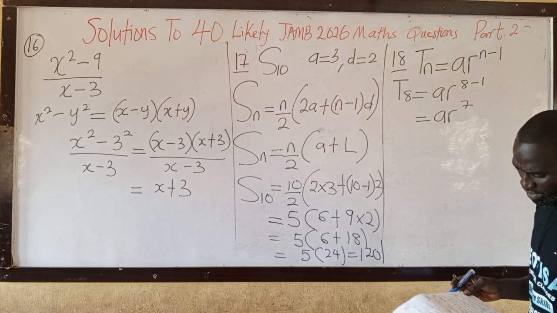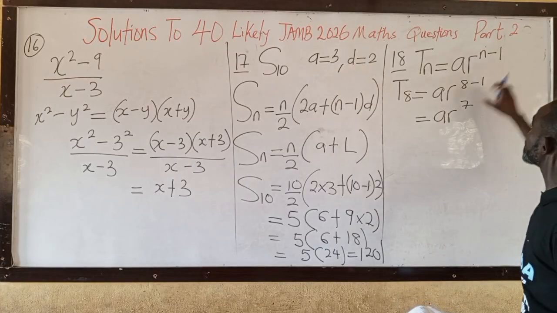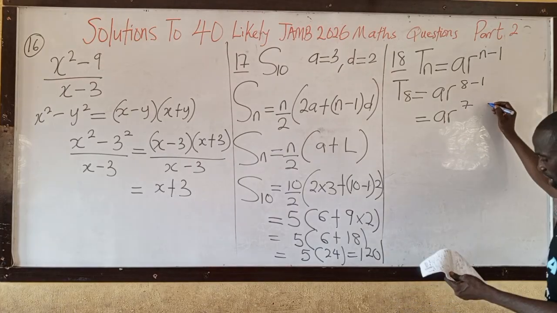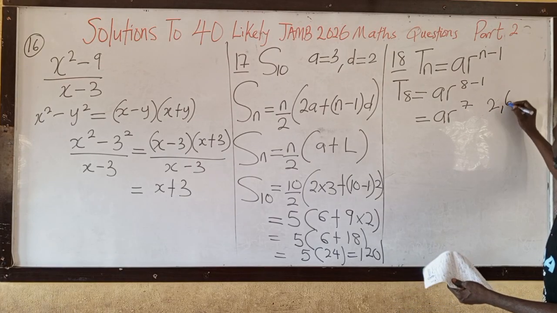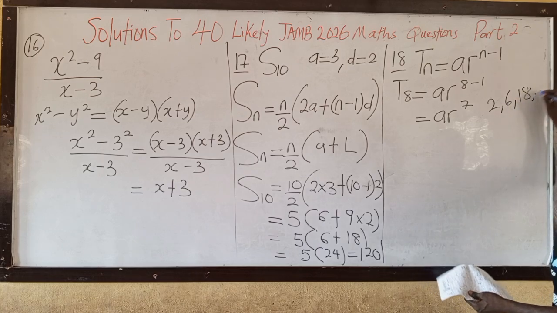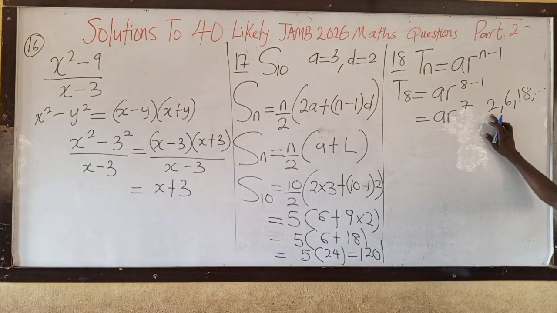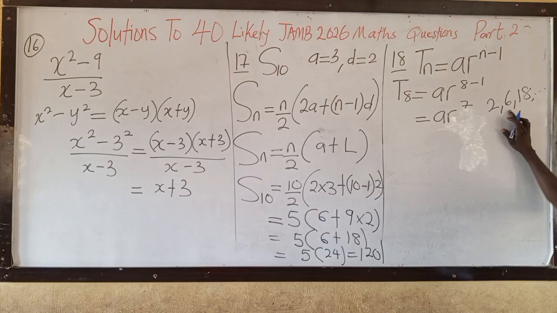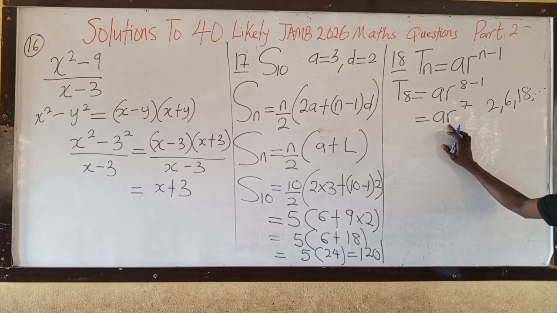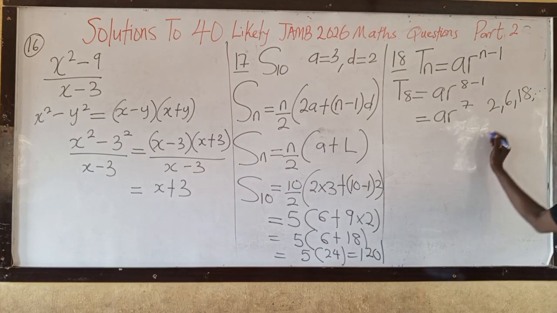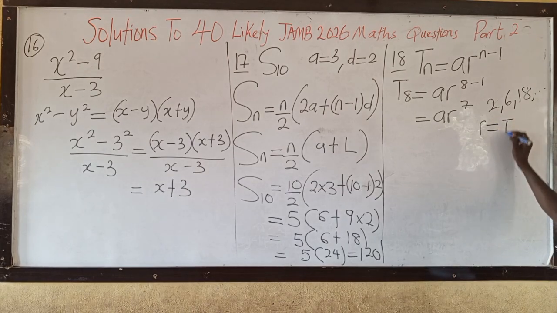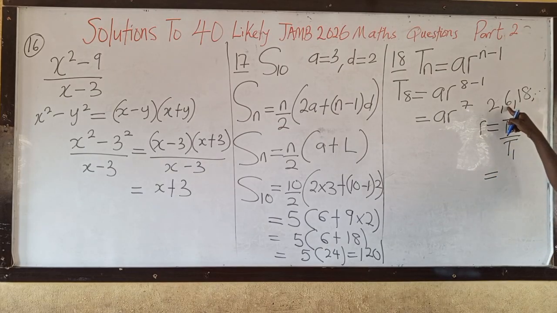We are given the GP as 2, 6, 18, dot, dot, dot. Which implies this is the first term, 2. This is the second term, 6. This is the third term. We need r, which is our common ratio. How do we get the common ratio of a GP? The common ratio is given as T2 all over T1. This will now be, our T2 is what?